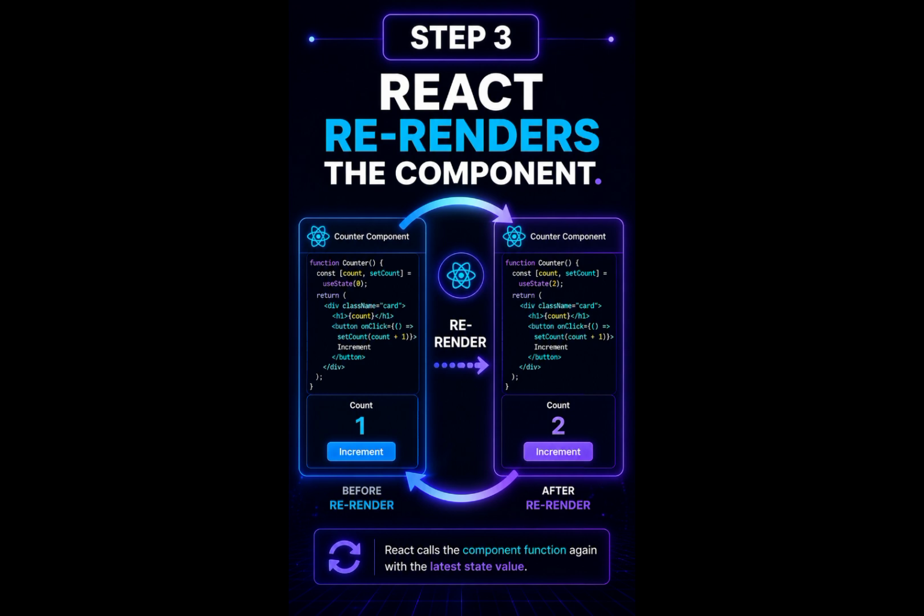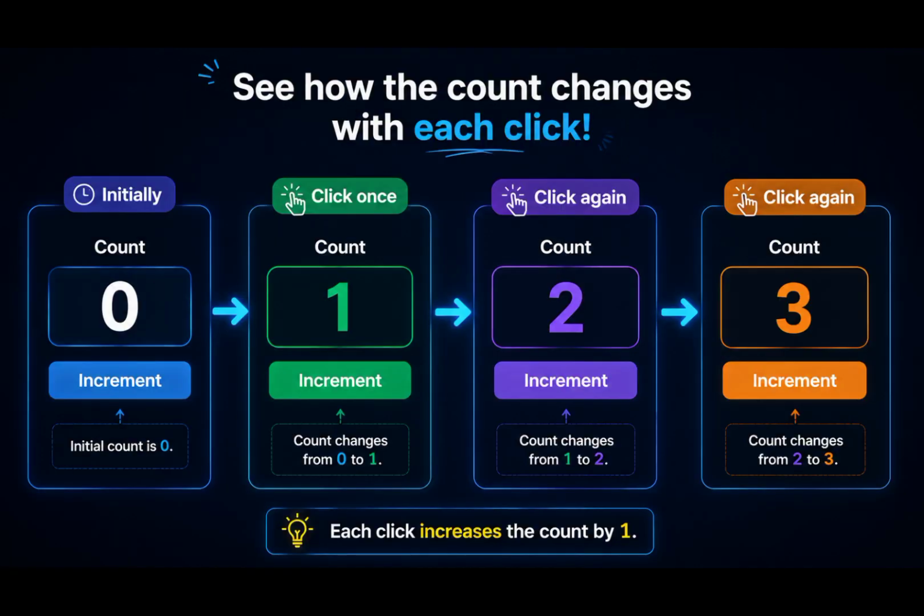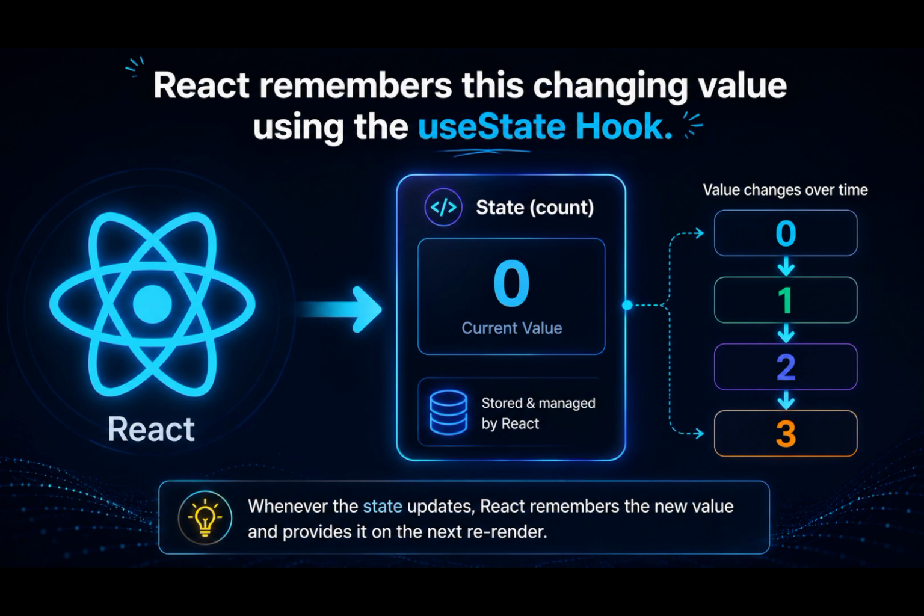Let's understand this with a real-life example. Imagine you have a counter application. Initially, the count is 0. Whenever you click the increment button, the count changes from 0 to 1, then 2, then 3. React remembers this changing value using the useState hook.